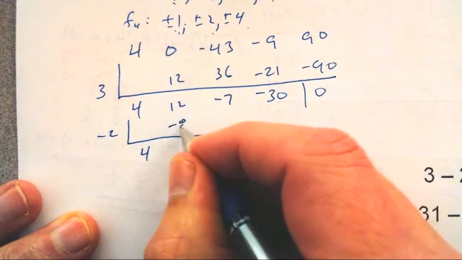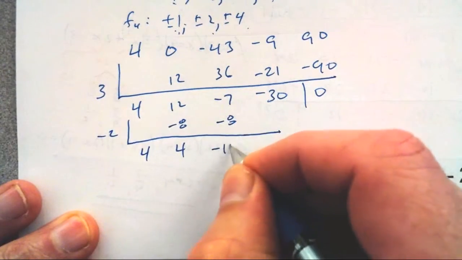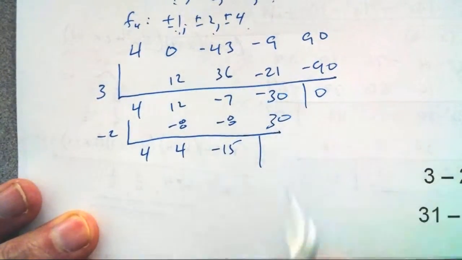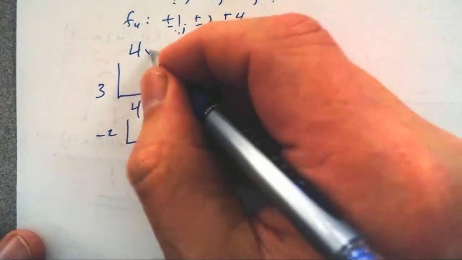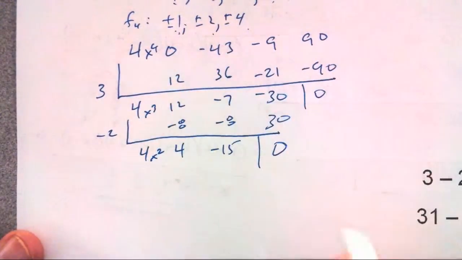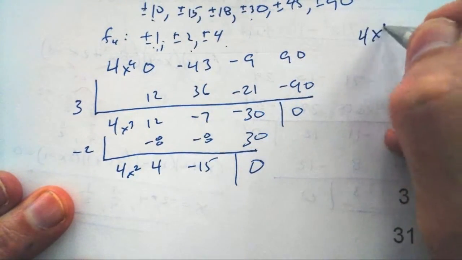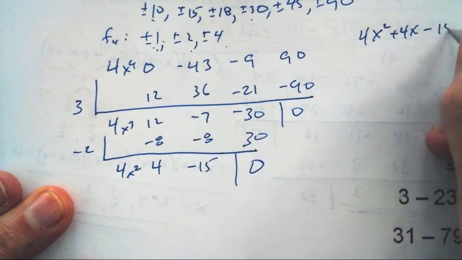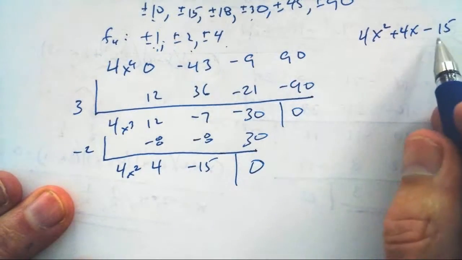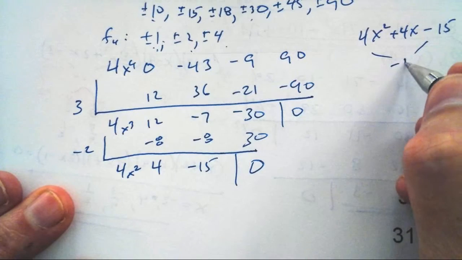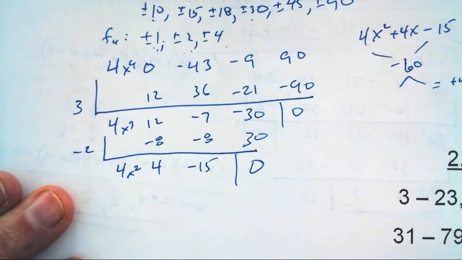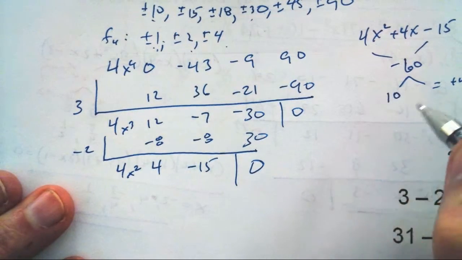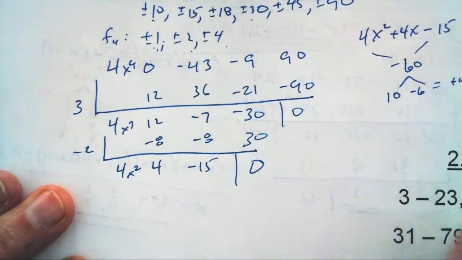-2, I get 4 and -8, and I get 4 and -8, and I get -15, and I get +30. Holy smokes, it worked. And I'm going to continue doing that as long as I've got rational zeros or until I get down to a quadratic. This was x to the 4th, x to the 3rd, x squared. So now I've got 4x squared plus 4x minus 15, and I'm going to see if that guy factors. Are there factors of -60 that add up to be +4? There are. They are 10 and -6.